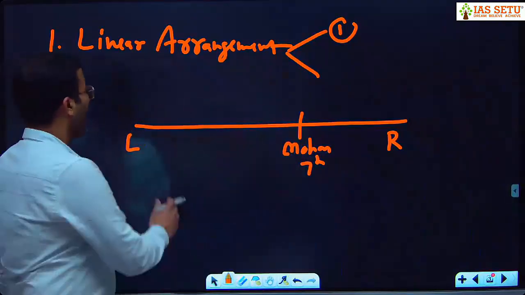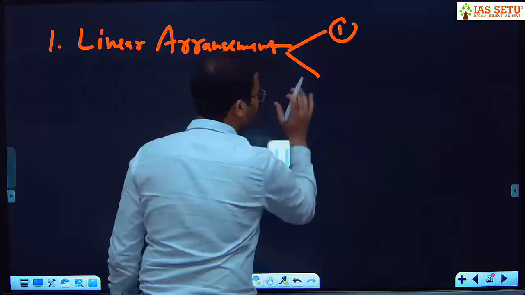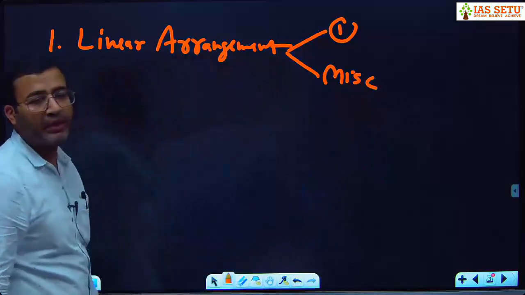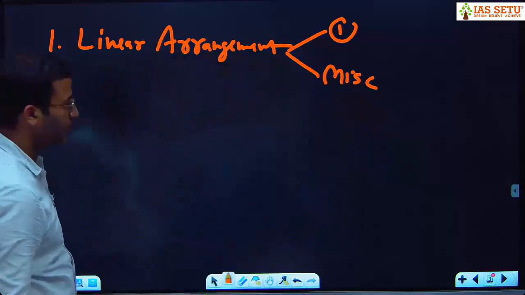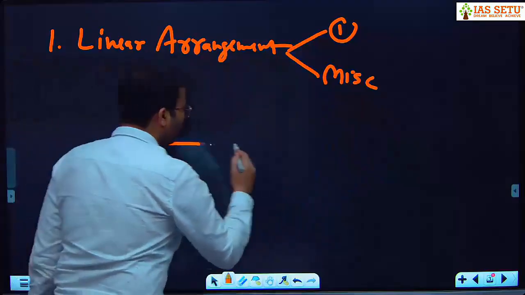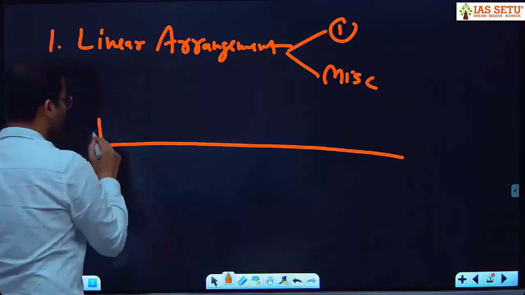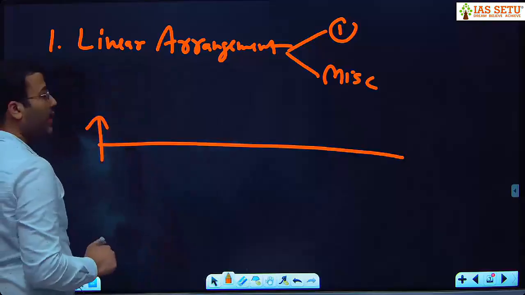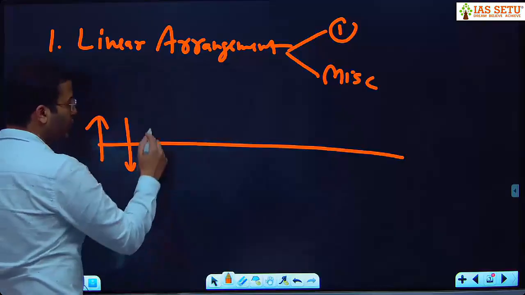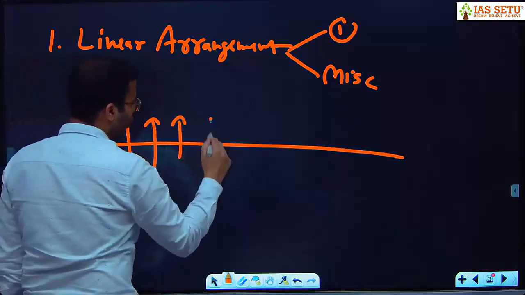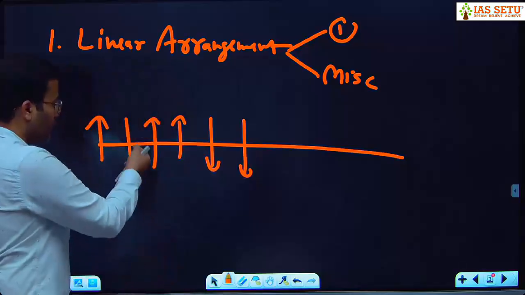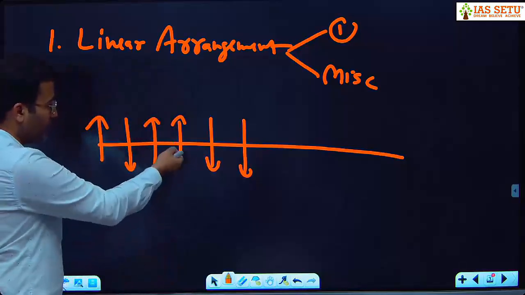But the second type, which is important, is the miscellaneous type. For example, in a stadium there are 50 players standing in a row, and how they are standing is like this: the first one is facing north, for example this is Rohit Sharma. The second one is facing south. Then the next two are facing north, then the next two are facing south. This is Virat Kohli, this is Anushka Sharma. Like this.